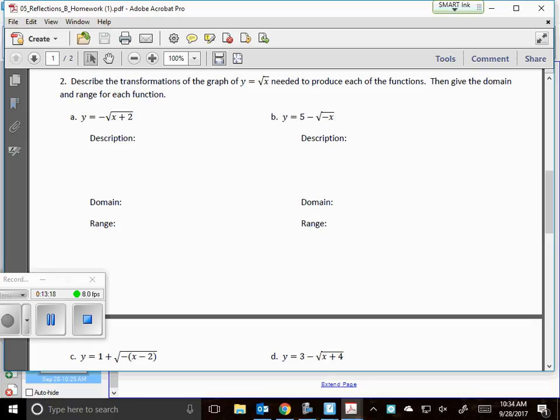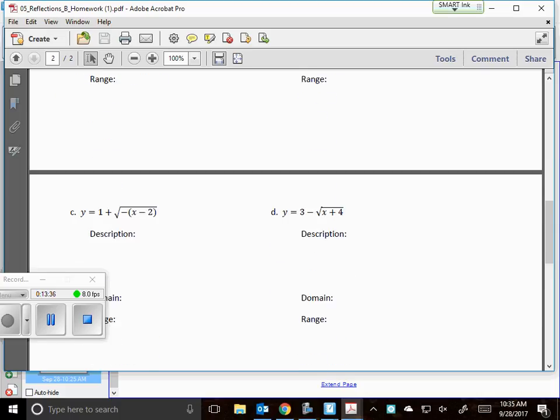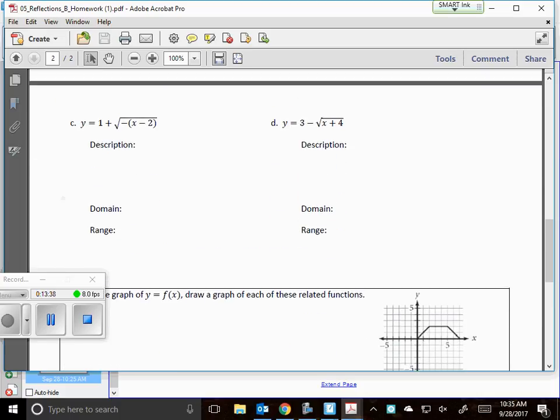How is this any different? Now it gives you the equation, and it wants you to say what happened. You've got to flip this, reflect it over the x-axis, move it down, and move it to the right. You've got to describe it. Those are important too. I don't think we need to do all of those. I can skip D, as in dog.